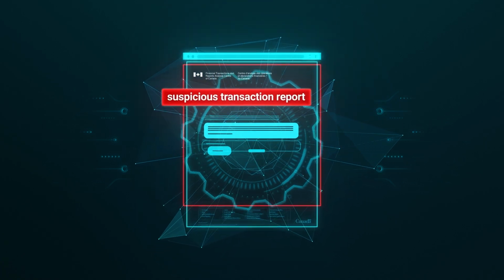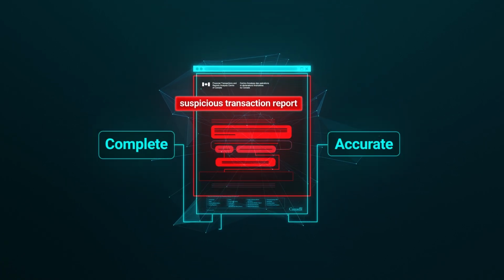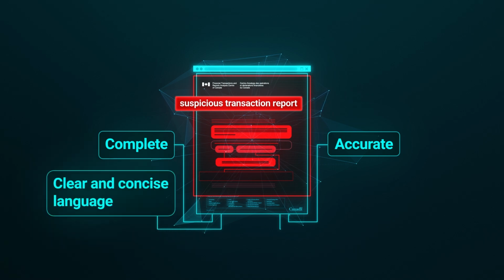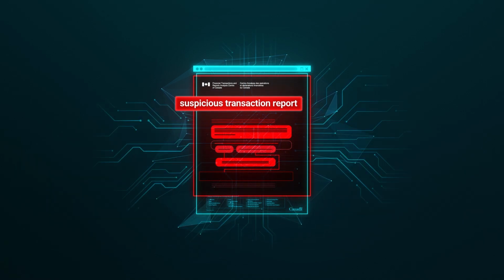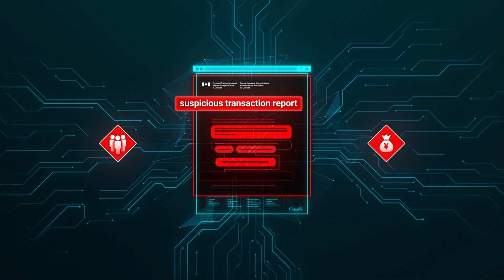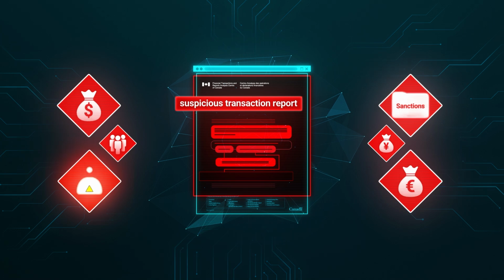When submitting a suspicious transaction report, your report must be complete and accurate. Be sure to use clear and concise language and to avoid jargon, such as terms and acronyms specific to your organization. It is important to include all of the factors that support your assessment and conclusion that a money laundering, terrorist financing, or sanctions evasion offense has possibly occurred.